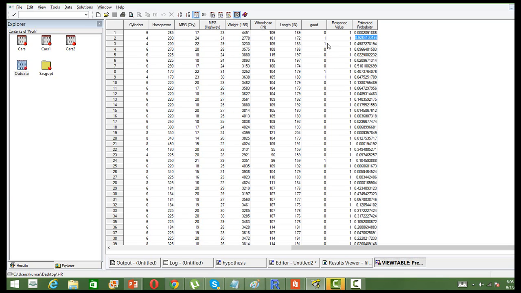How did we get the response value? This response value, this column. We are modeling for 1. That's why it just gives the response value. If you model for 0, if you don't use that descending option, it will give the response value. Response means the dependent variable; they are modeling for that.